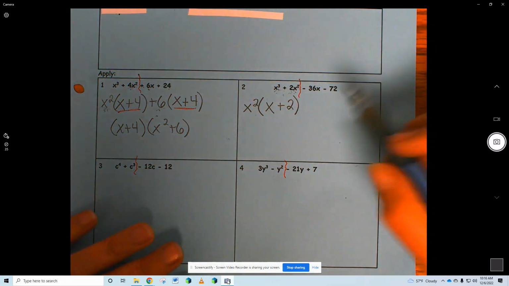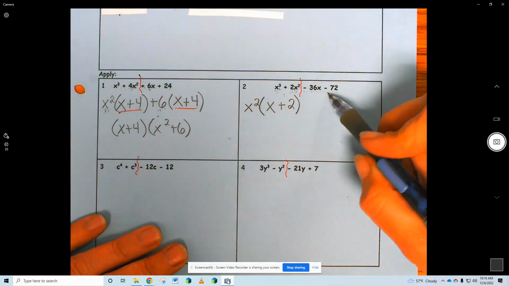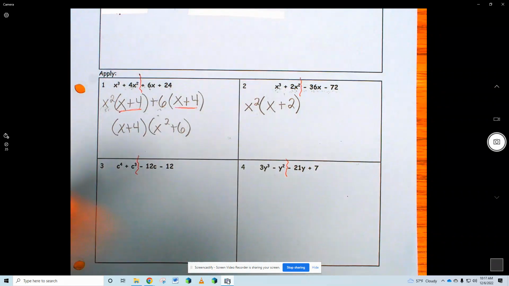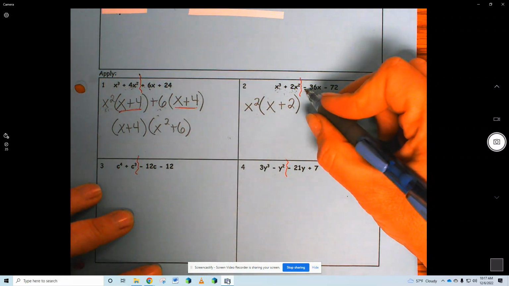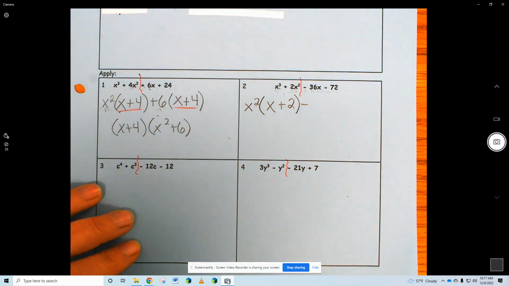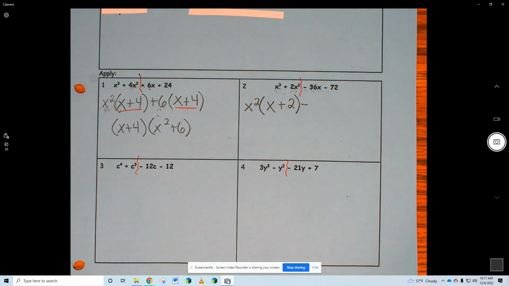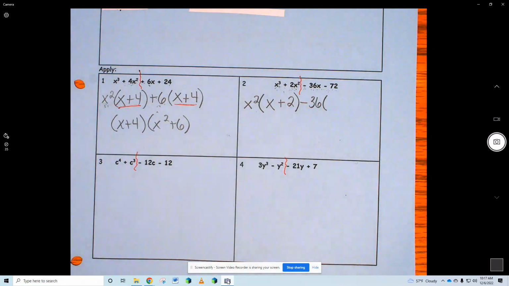That's going to be negative 36x minus 72. What's a GCF in negative 36x minus 72? What number goes into both of those? 36 does. So since it's a minus sign, I have to put the minus sign there. I'm just following what's there. You said 36, you were right. And then I put the parentheses.